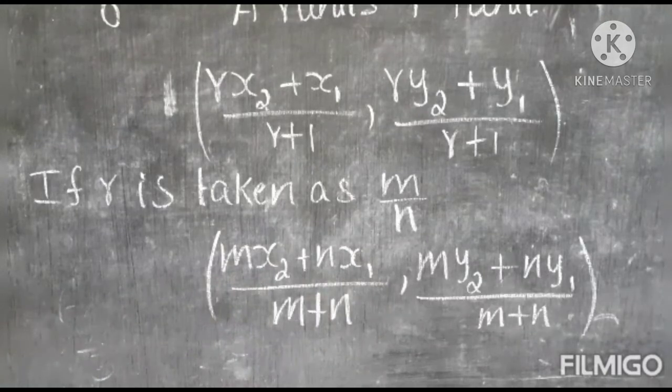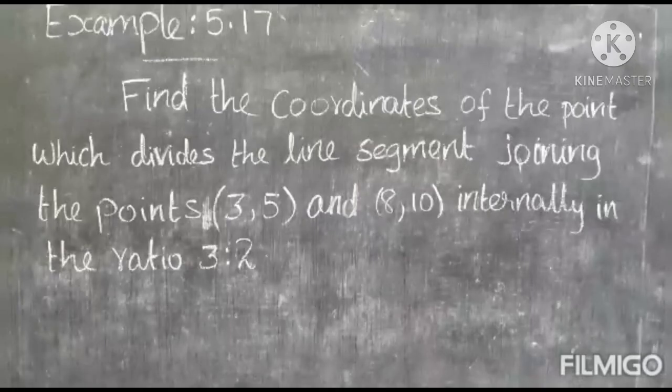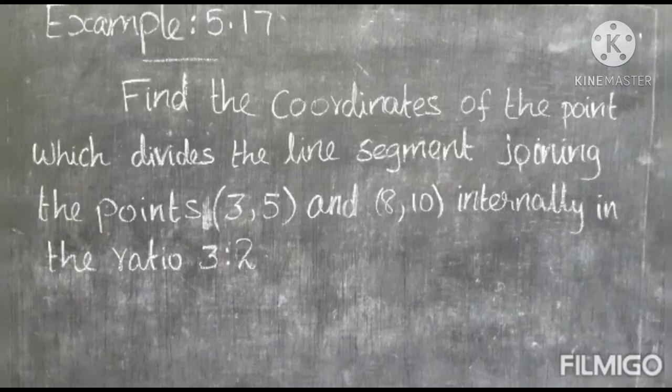The section formula is (m into x2 plus n into x1)/(m plus n), comma (m into y2 plus n into y1)/(m plus n). Example 5.17. Find the coordinates of the point which divides the line segment joining the points (3, 5) and (8, 10) internally in the ratio 3 is to 2.